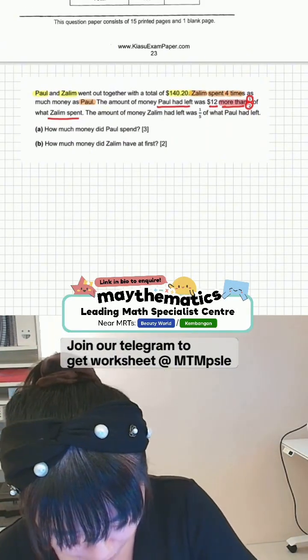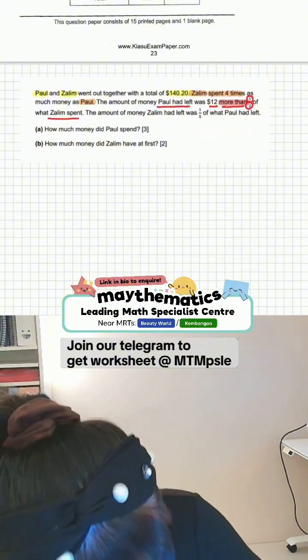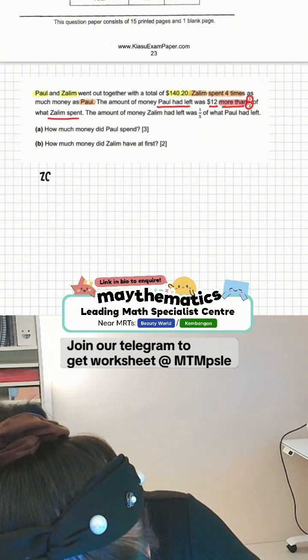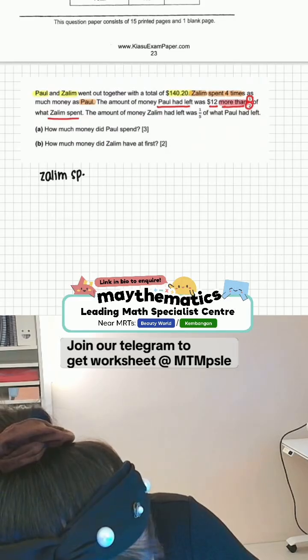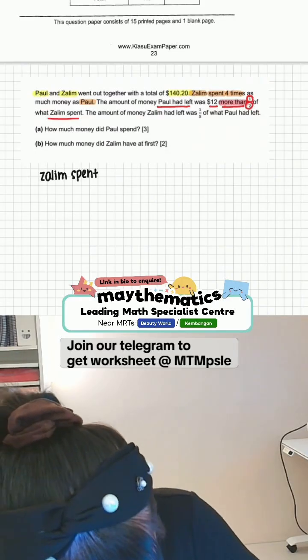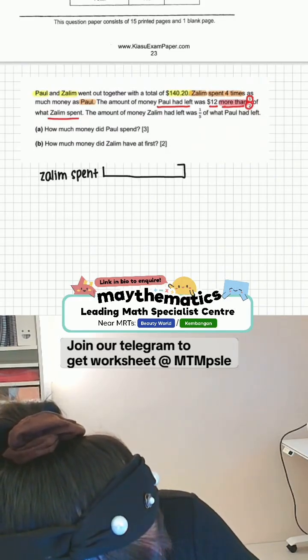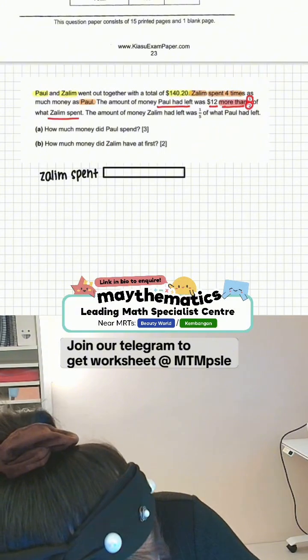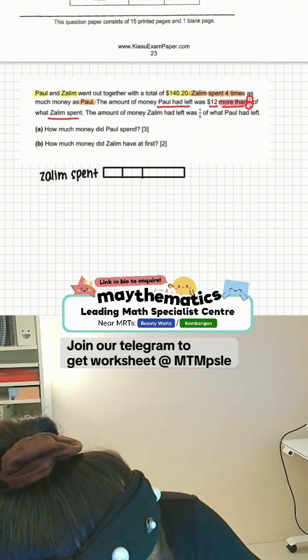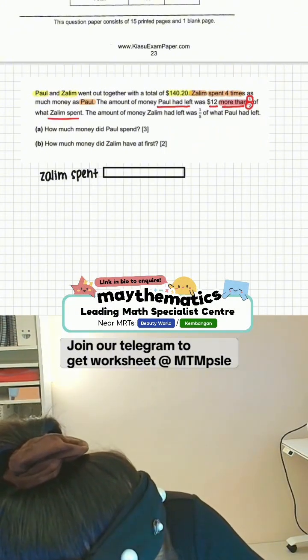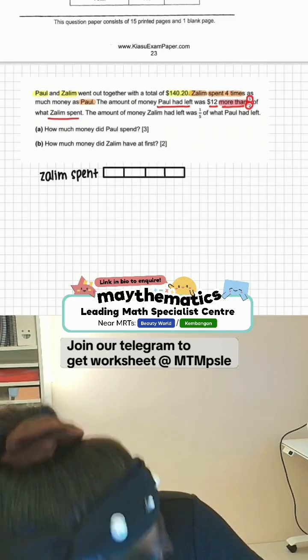So this is what I'm going to do. Look at this. Zalim, what Zalim had spent. If it's 4 times, agree with me, everyone, I will draw 4 units. So I will draw 1 unit, 2 unit, 3 unit, 4 unit.